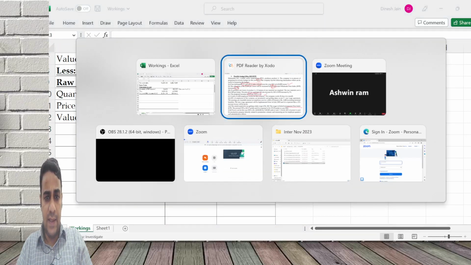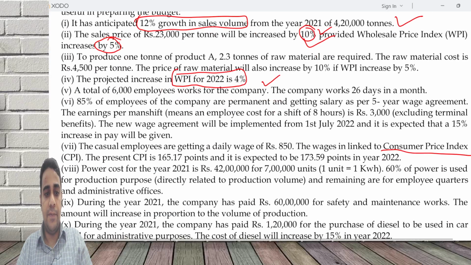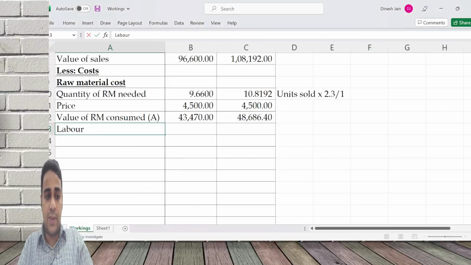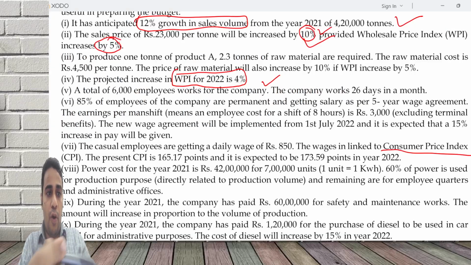Okay, the second cost for us is, sorry, someone is unmuted. If you have a doubt, let me know. Next is labor cost. Point 1 is done, point 2 is done, point 3 is done, point 4 is done. Labor cost.